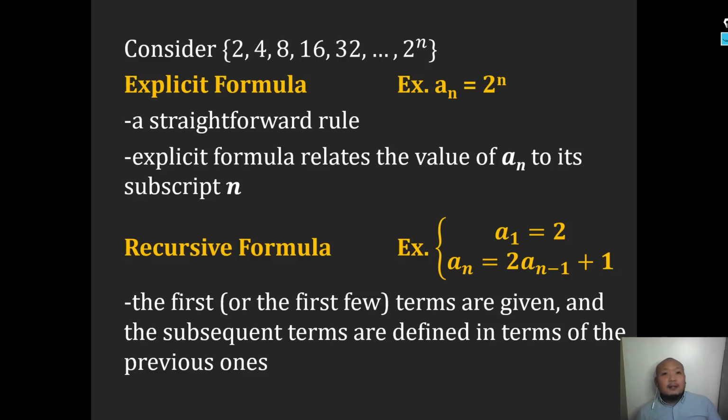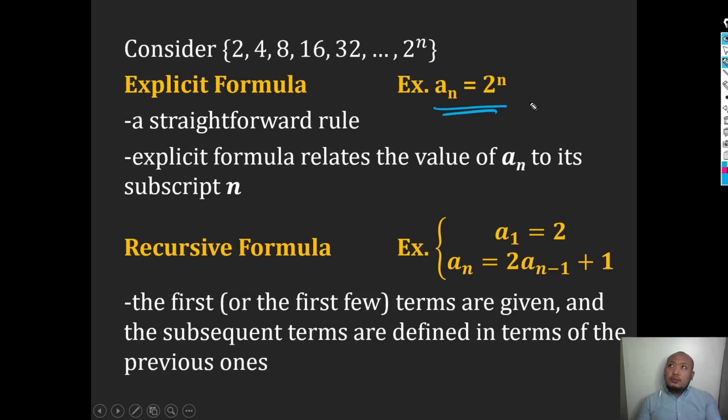Pero to explain in plain language, in layman's terms, ang explicit formula ay isang paraan ng pagsulat ng formula ng isang sequence wherein you should be able to determine a certain term given the term number. Again, malalaman mo ang value ng isang particular term in the sequence if you know its term number. Katulad halimbawa nito sa example natin, look at this. A sub n is equal to 2 raised to n.